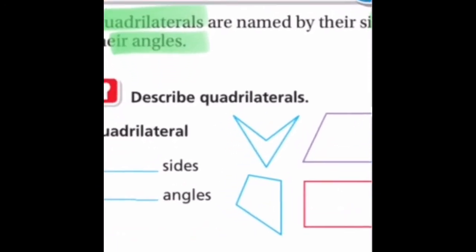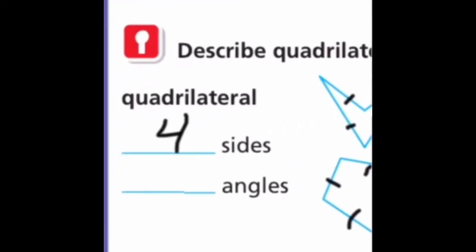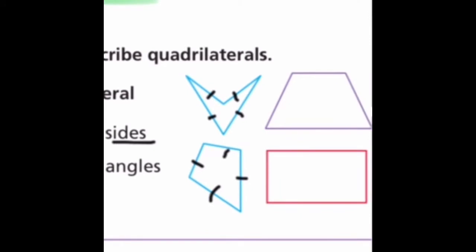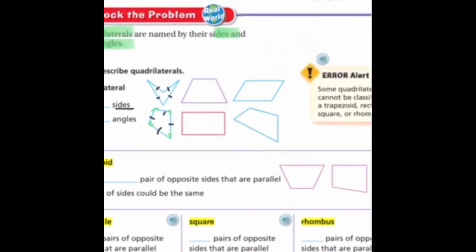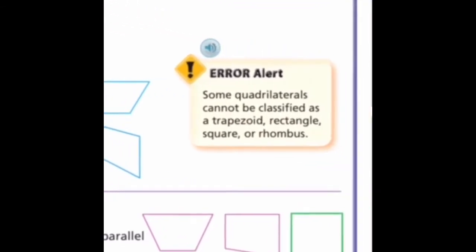Describe quadrilaterals. Quadrilaterals, how many sides do they have? Well, we just talked about that, but they have 1, 2, 3, 4. A quadrilateral always has four sides. And by now we know on a polygon, however many sides it has, that's how many angles it has. And same thing with the quadrilateral. They will have 1, 2, 3, 4 angles. Okay? Doesn't matter what it looks like. If it has four sides, four angles, it is a quadrilateral.